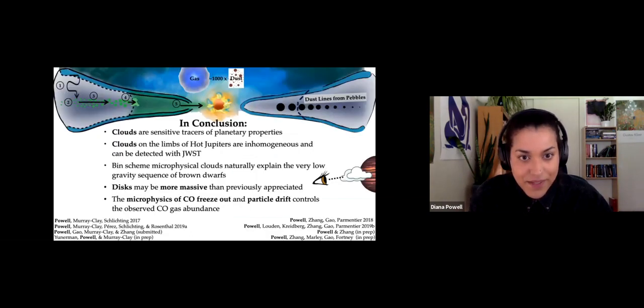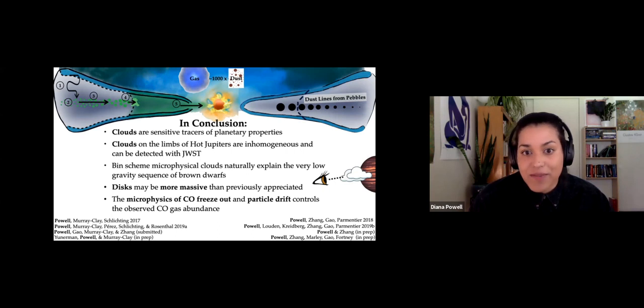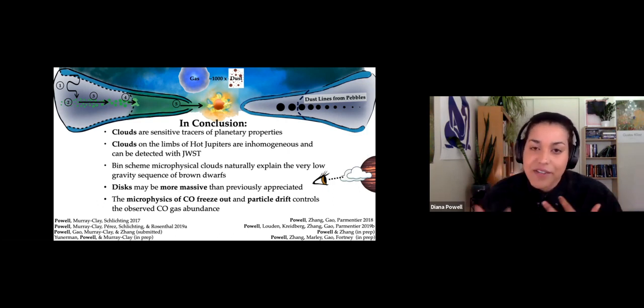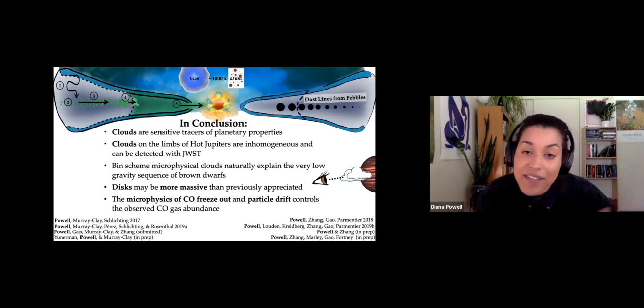Okay. So in conclusion, I've talked about understanding substellar atmospheres using cloud microphysics, and I've discussed uncovering fundamental properties of protoplanetary disks using particle aerodynamics and ice formation. I've shown that clouds are sensitive tracers of planetary properties, that clouds on the limbs of hot Jupiters are inhomogeneous and can be detected with James Webb, that resolving the size distribution of microphysical clouds helps to naturally explain the very low gravity sequence of brown dwarfs, that disks may be more massive than previously appreciated, and that the microphysics of CO freeze-out and particle drift controls the observed abundance of CO gas.